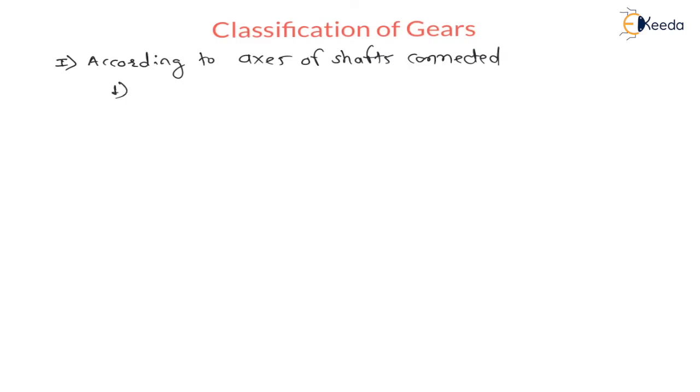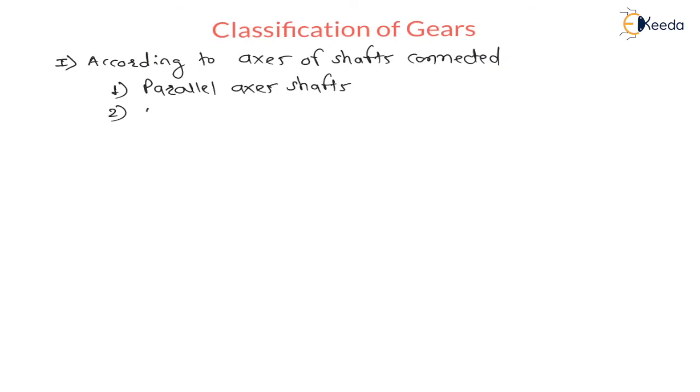Whenever we classify gears, the first classification is according to the axis of shafts connected. According to the axis of shafts connected, we can classify gears into three categories. Number one is both axes parallel, that is parallel axis shafts or gears.